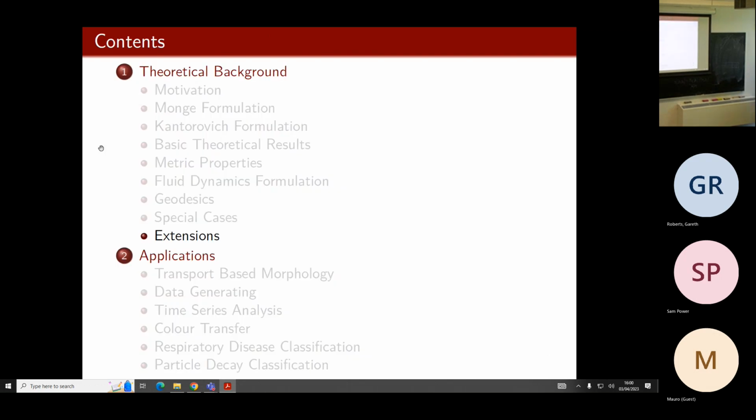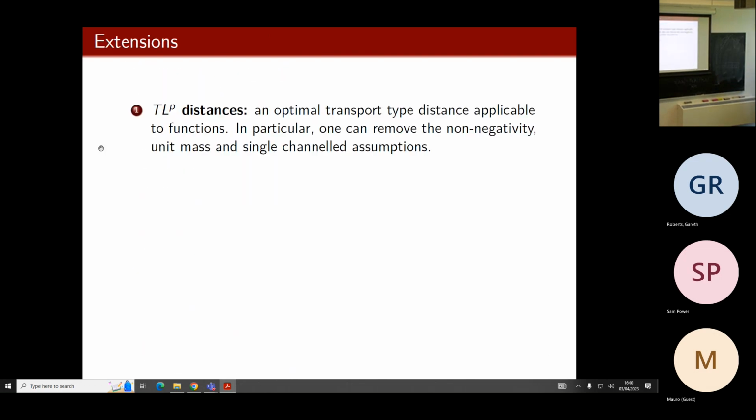I think I've got one slide on extensions to these optimal transport spaces. The first thing I wanted to mention was the TLP distances. One problem with optimal transport, if you're applying this in practice, is that you need your underlying signals to be probability measures. This means they have to be positive, single channel, and integrate to unity. Of course, this is not going to be true in many cases. If you just take a picture, already if this picture is in color, you can think of this as being 3 channels, RGB, or whatever space you're working in.